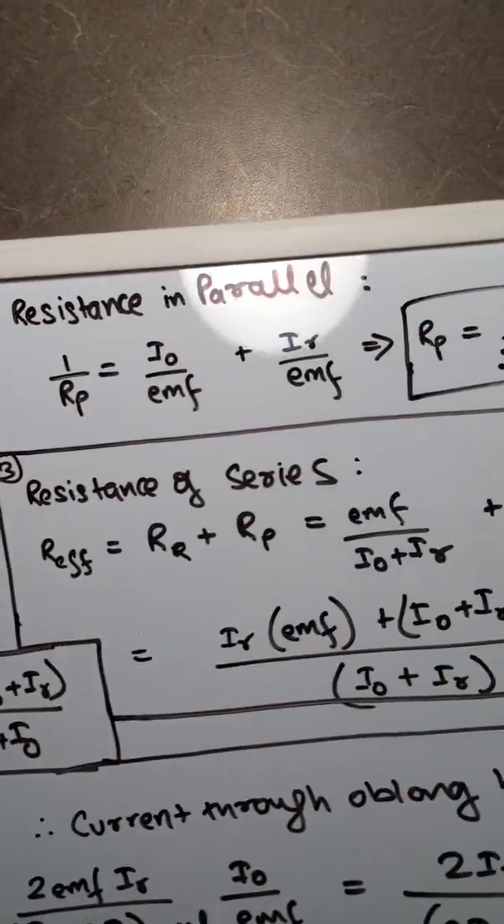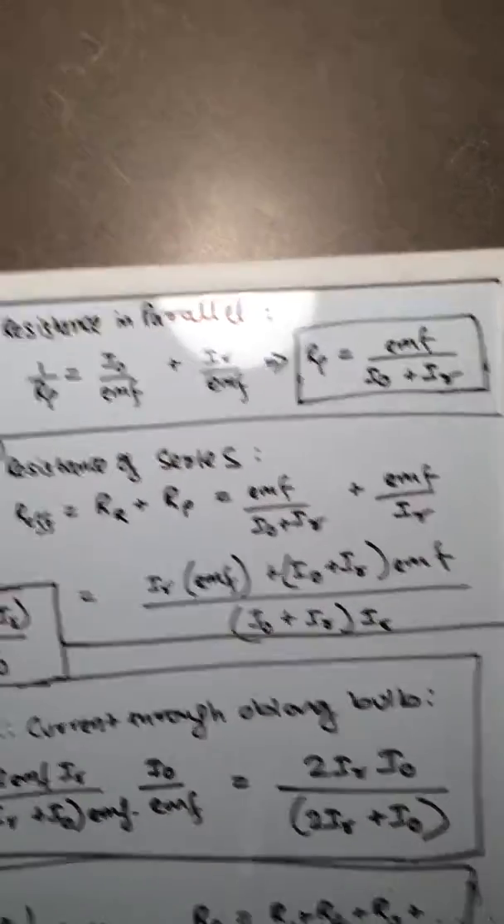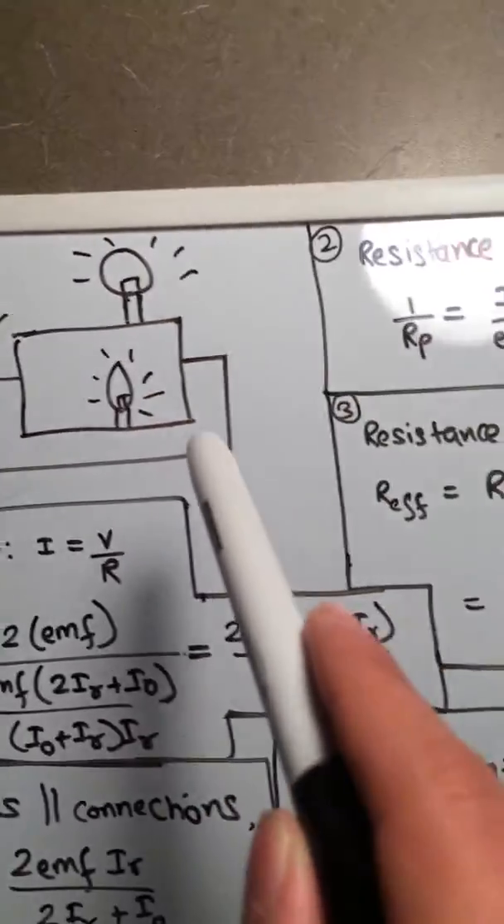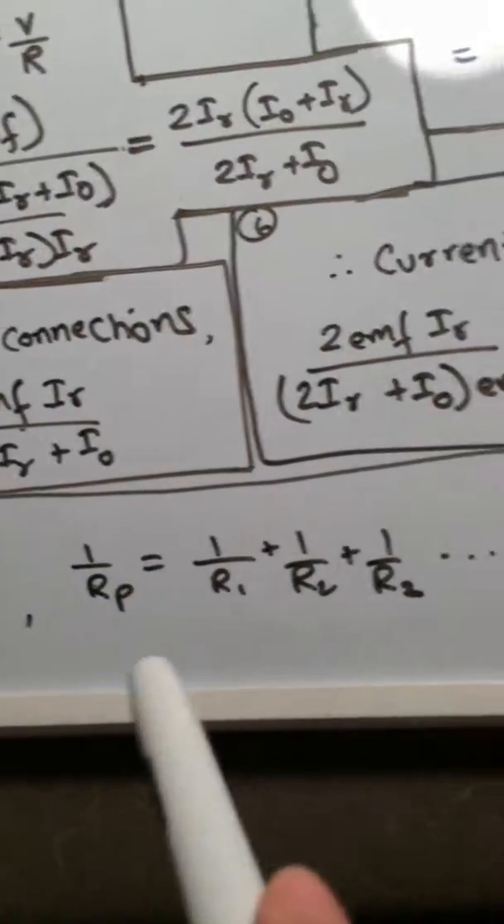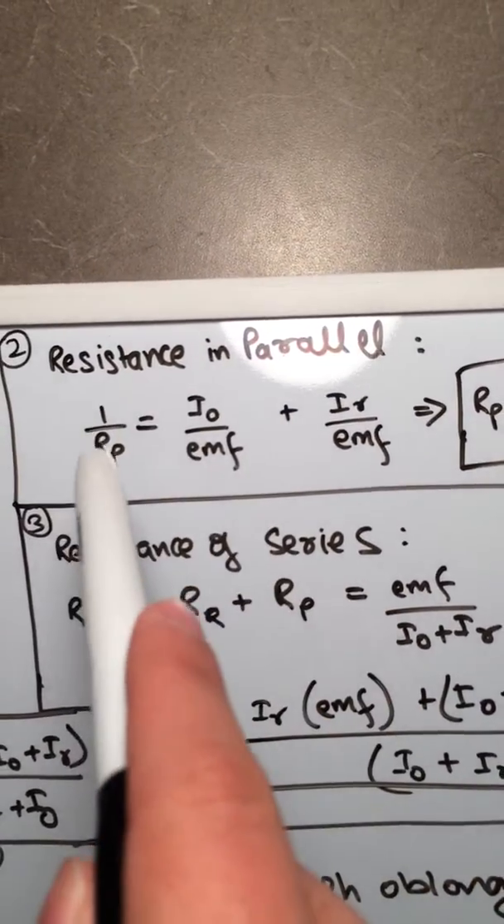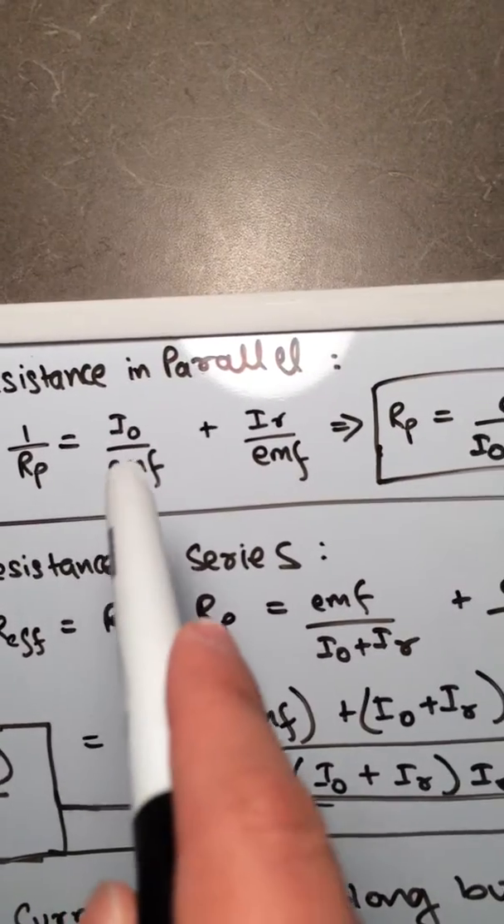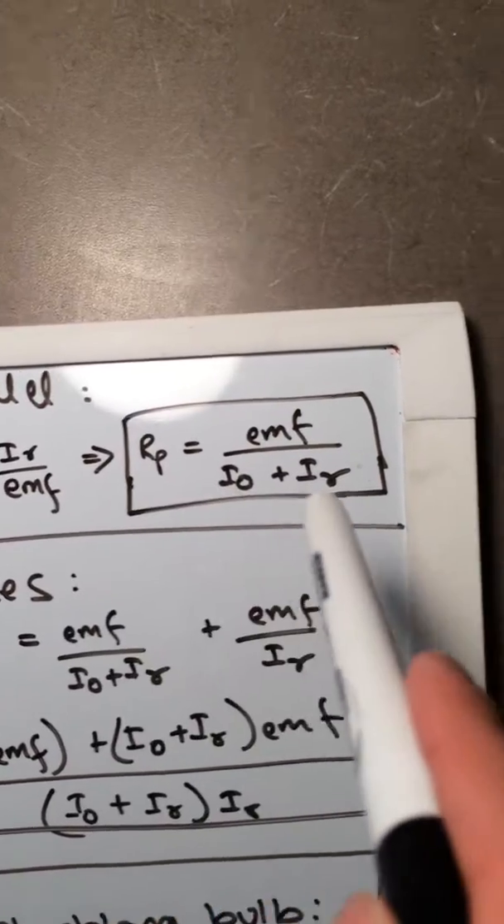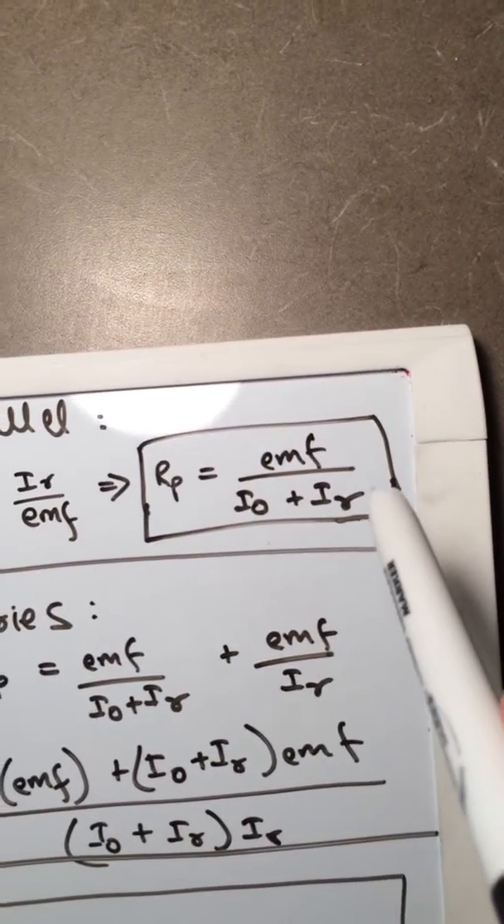Step 2, we need to determine the resistance through the parallel part of the circuit. Using this rule here, we have 1 over R parallel is equal to 1 over EMF over IO plus IR over EMF, which after solving is equal to this.